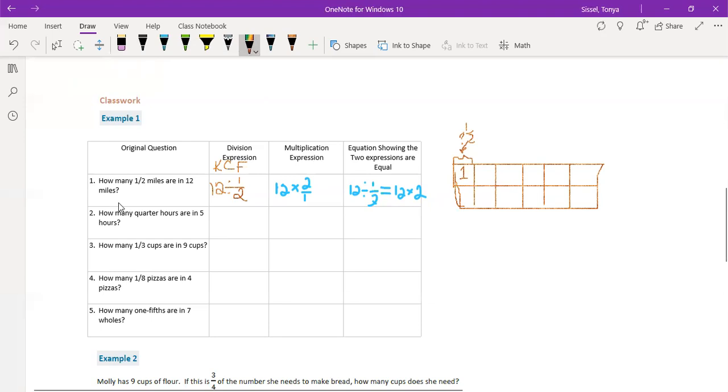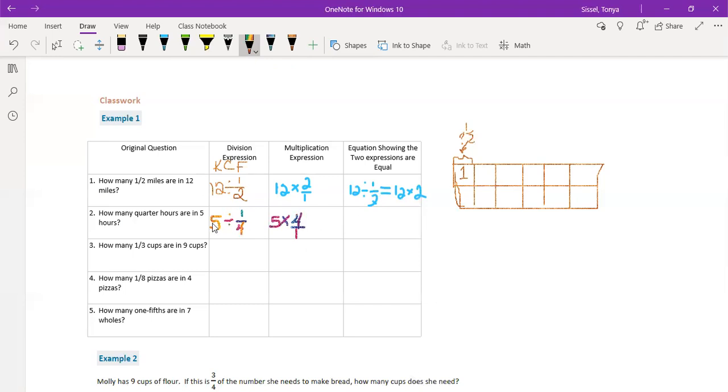How many quarter hours are in 5 hours? Okay, so we've got 5 hours and we want to divide it into 1/4 of an hour each time. So we've got 5 divided by 1/4. We're going to keep the 5. We're going to change to multiply, and we're going to flip our fraction to be 4 over 1.